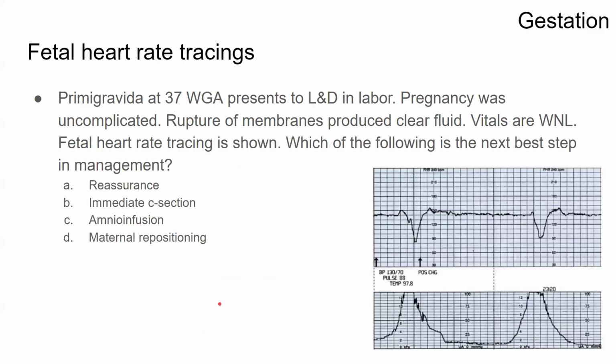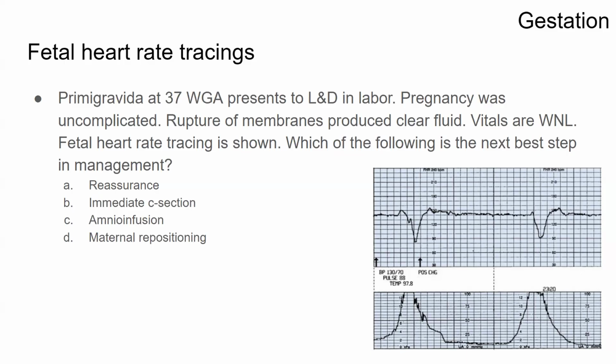Another high yield thing that comes up on OB/GYN questions are fetal heart rate tracings. Usually they'll show you a diagram of the fetal heart rate tracing. Sometimes they will just describe what the findings on the heart rate tracings are. But in any case, these are some pretty good questions to go over.